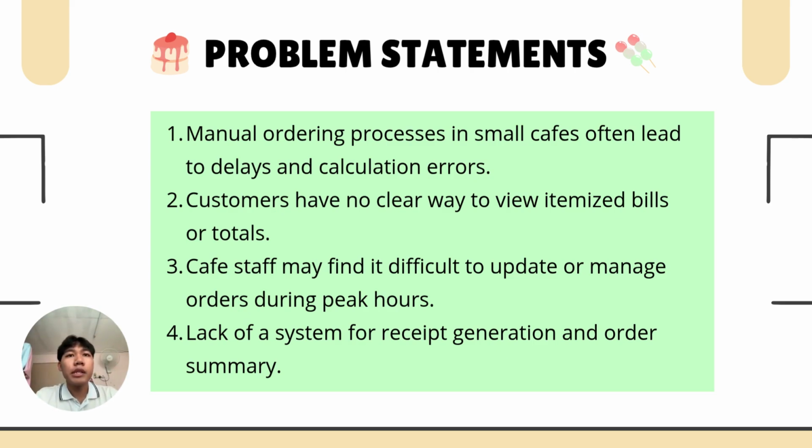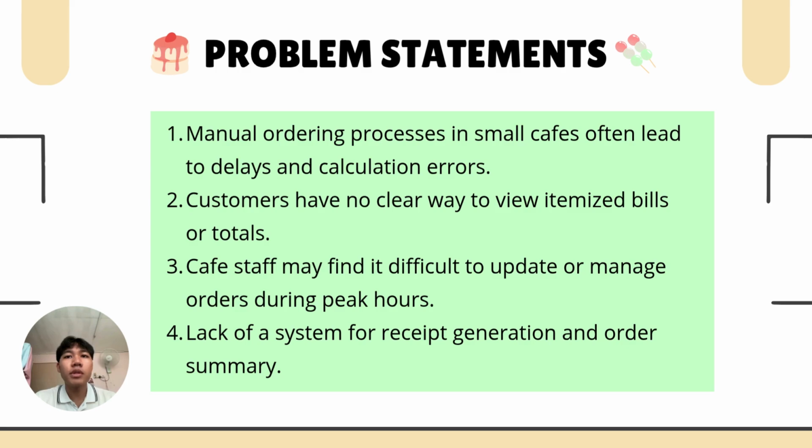Next, let me explain about our problem statement. The first problem statement is manual ordering processes in small cafes often lead to delays and calculation errors. Many small cafes still rely on handwritten notes or verbal communication to take customer order. This method is not only time-consuming but also prone to human error, especially during busy hours.